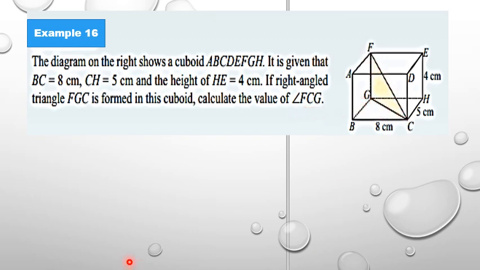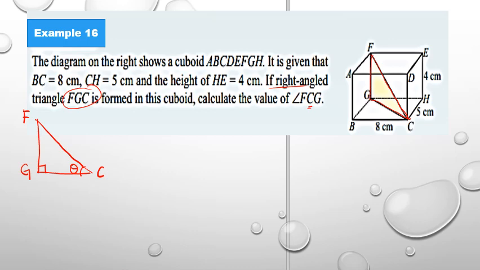Alright, so we look at the question back. If a right angle triangle FGC is formed, you must take out the right angle triangle FGC. So you take out this triangle, and I draw here. This is F, this is G, and this is C. This is 90 degrees, because it mentioned right angle triangle. And then find the value of angle FCG. So C in the middle, meaning the angle is here. So we put theta. Theta is our angle.